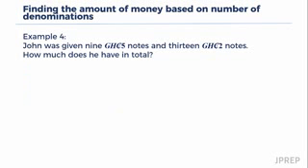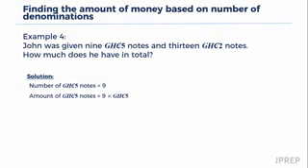In this last example, we have been told that John was given 9 5-Ghana-cedi notes and 13 2-Ghana-cedi notes. We have been asked to find how much he has in total. The total number of 5 Ghana cedi notes is 9. So the total amount he has based on the 5 Ghana cedi notes is 9 times 5 Ghana cedis, which gives us 45 Ghana cedis.